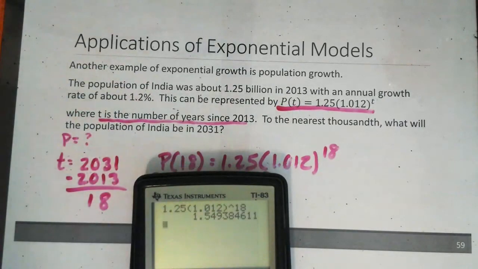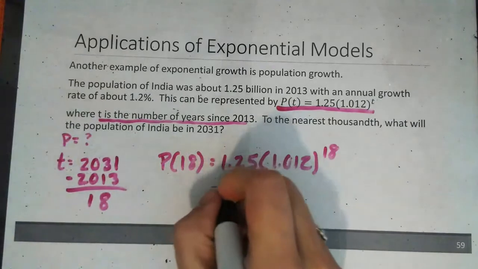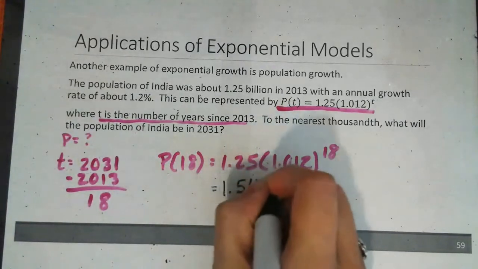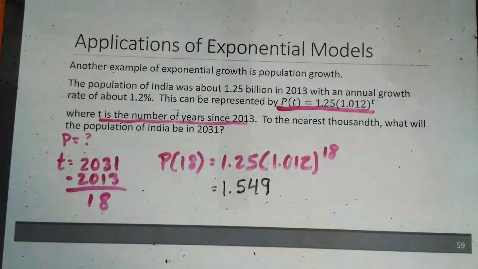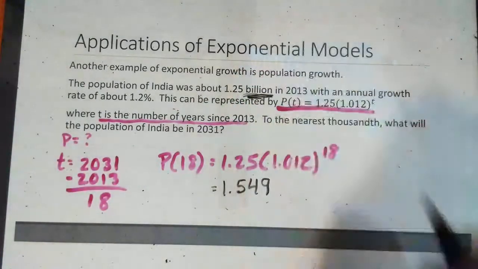They wanted me to round to the nearest thousandth, so I'm getting 1.549. Wait a minute, we were finding population. Does that mean the population of India is going to be 1.549 people in 2031? Because that's kind of grotesque. Well, no. That's measuring in billions.